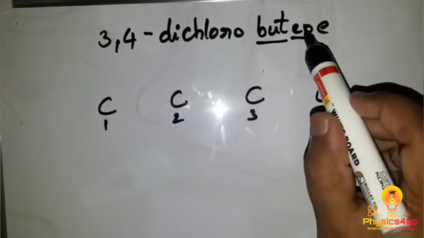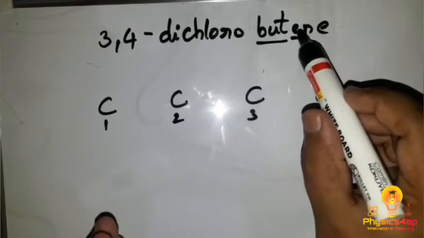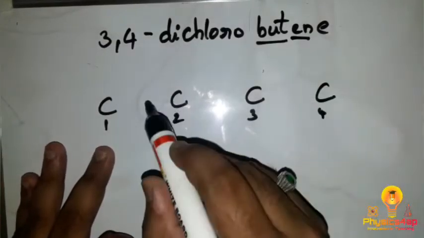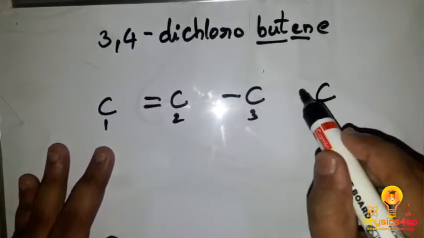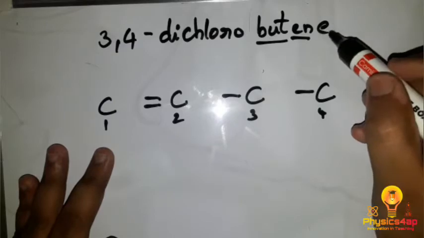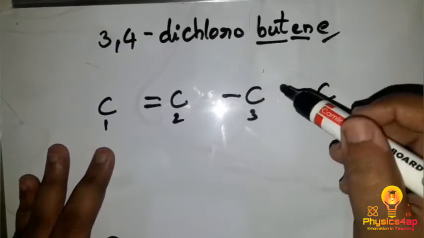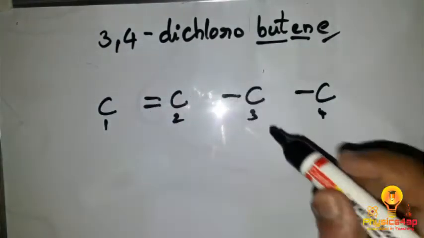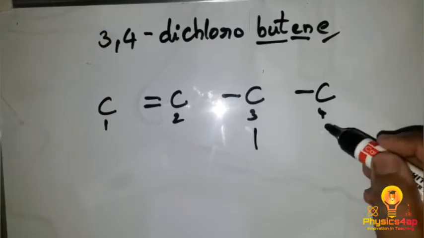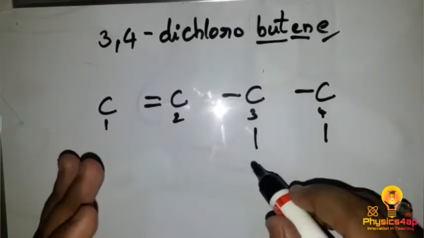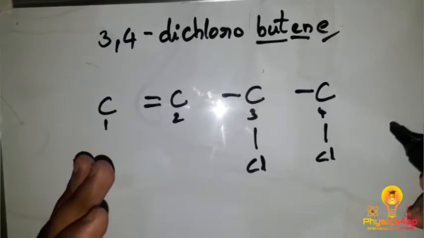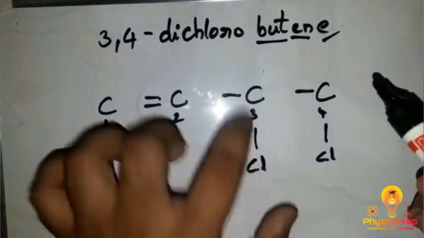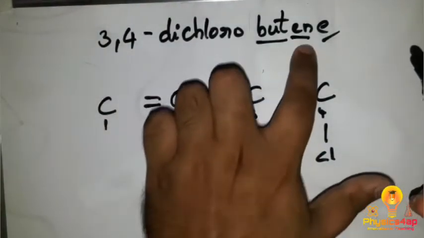Next ene. For ene we don't have any number, so that means it represents the first position. That means in the first position we have a double bond, ene. Next the remaining single bonds. Is it clear? Now e represents hydrogens, which will be filled in later. Now coming to the third and fourth positions, we have dichloro. That means in the third position and the fourth position we have chlorine, Cl. Now 3,4-dichloro is over, and but is 4 carbons with a double bond.